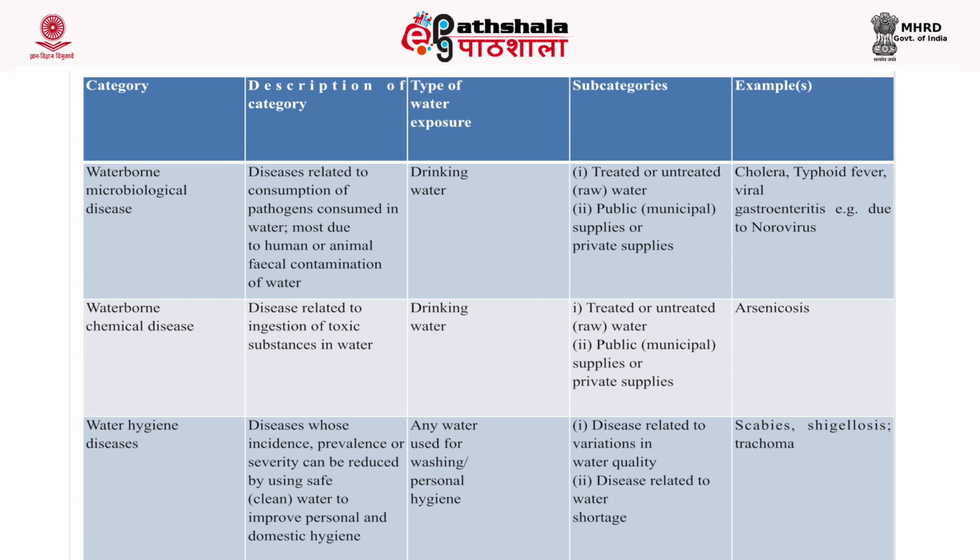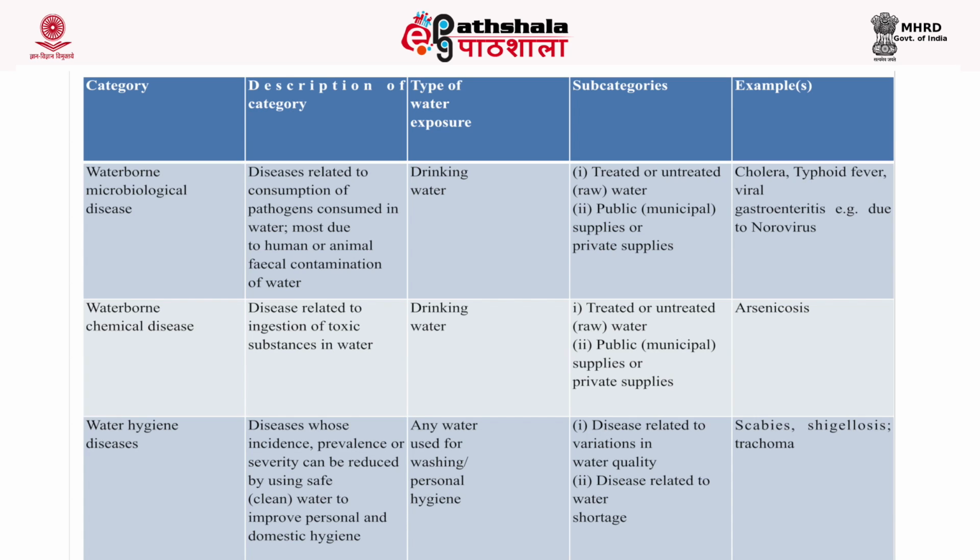There are different categories of waterborne diseases. The first category is waterborne microbial diseases. These diseases occur due to exposure to pathogens consumed in the water due to human or animal fecal contamination of the water, and exposure is from drinking water in the form of treated or untreated water or from public supplies or private supplies. Various diseases that occur from microbial contamination are cholera, typhoid fever, and viral gastroenteritis due to norovirus.